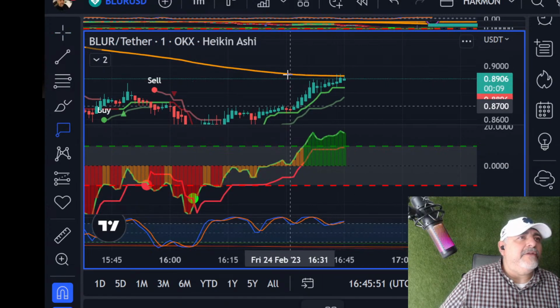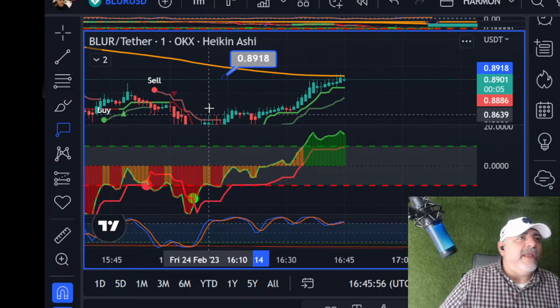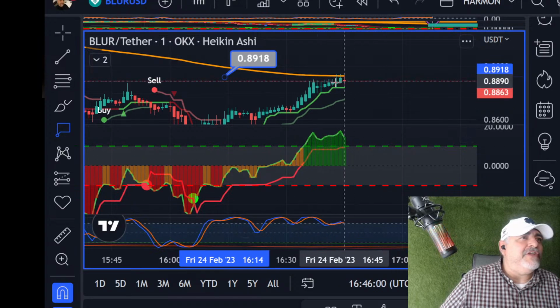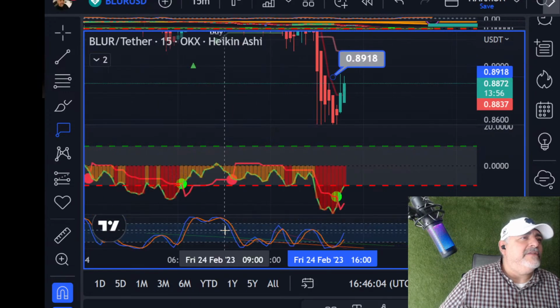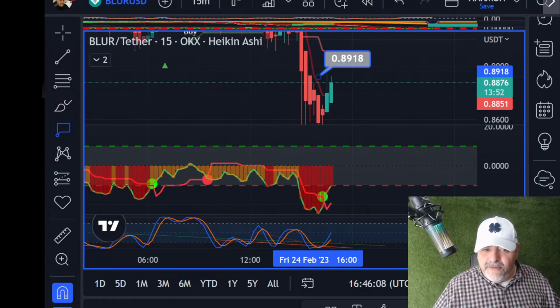The short is probably going to come here on the 15-minute Blur, which is 89 cents and 8 cents. This is where the short's going to come in. Notice it's getting rejected here. So if you're going to short Blur, this is where you're going to short it right here. Take a look at the 15-minute as soon as it bends. So Blur right here is going to be a short. Give me 1 second here.